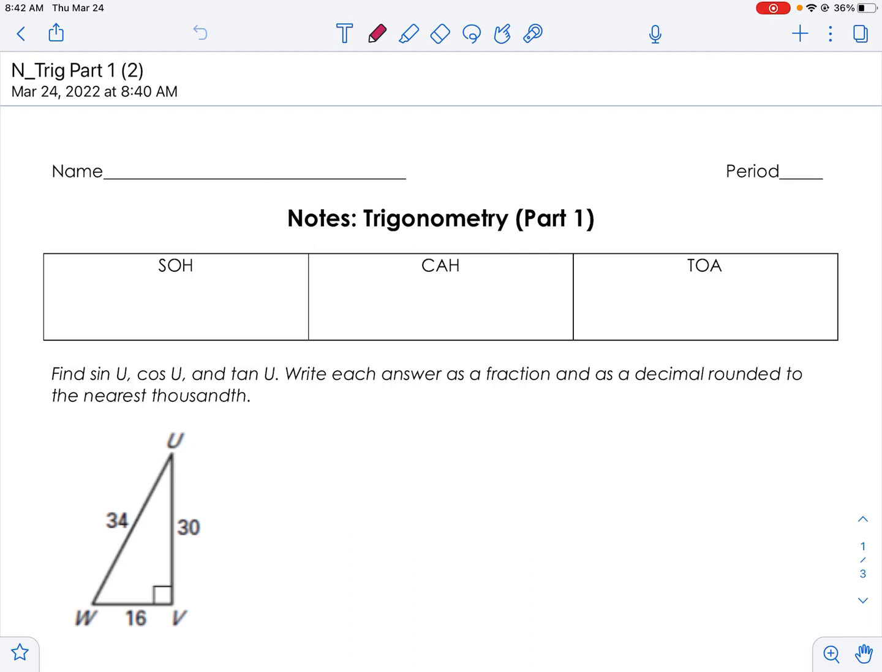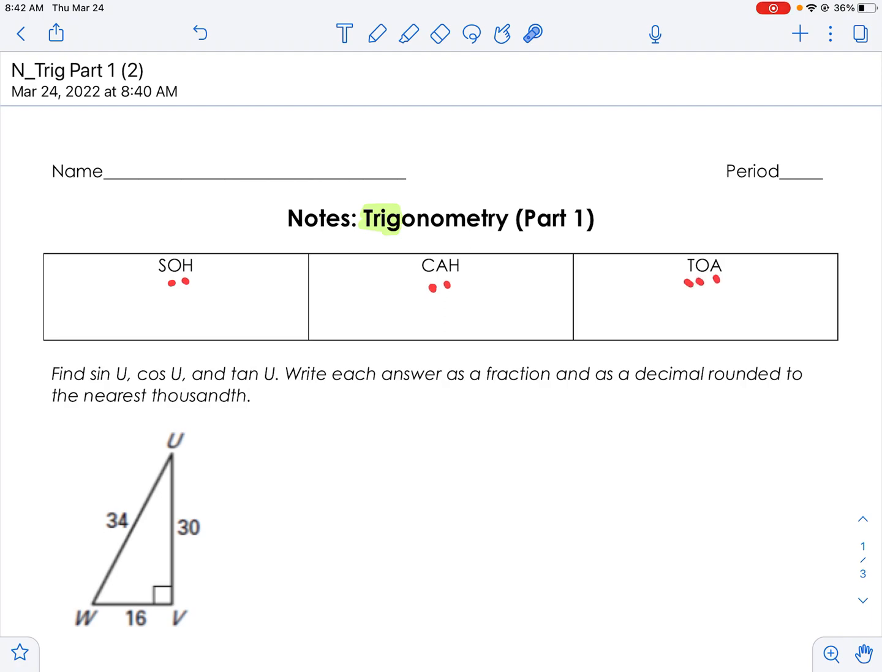Good morning or good afternoon, it's Miss Bauer again, and today we're going to talk about trigonometry, or what most people call just trig for short. Now, I can assure you that the name trigonometry sounds a lot scarier than what trig actually is.